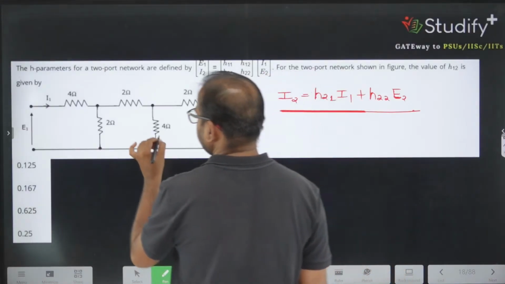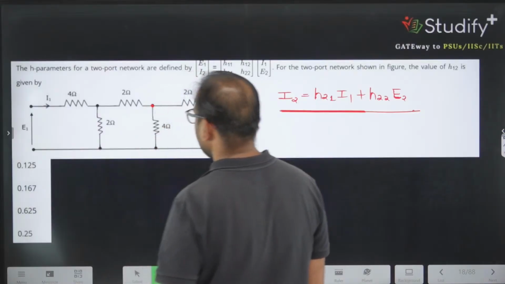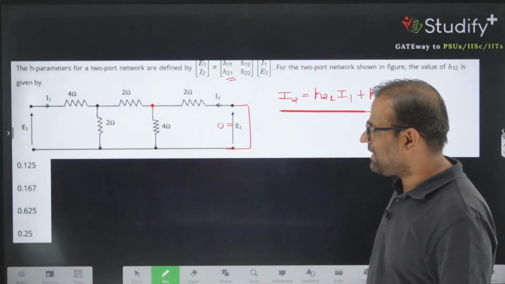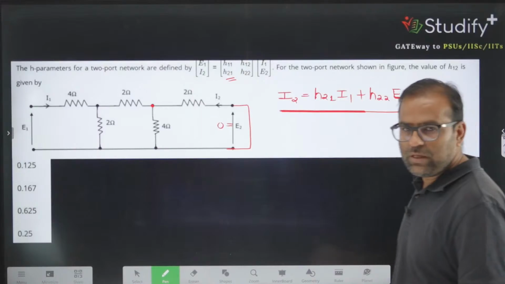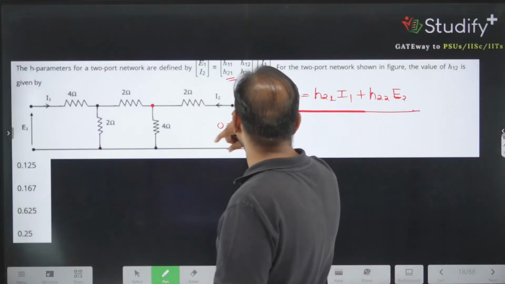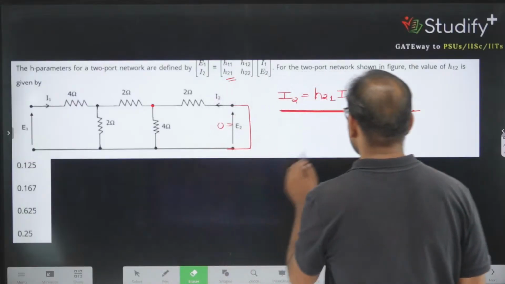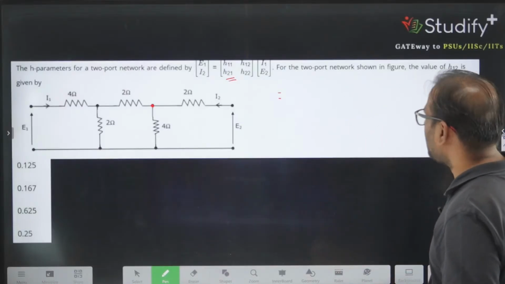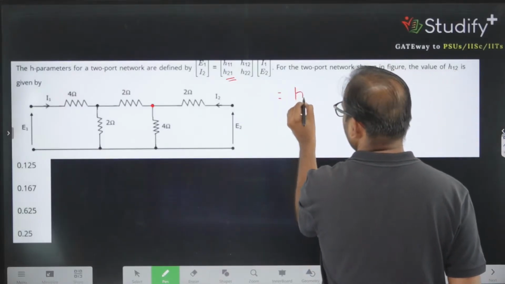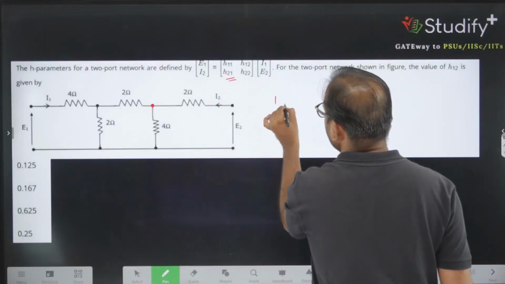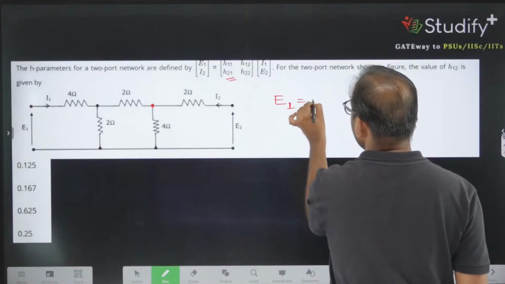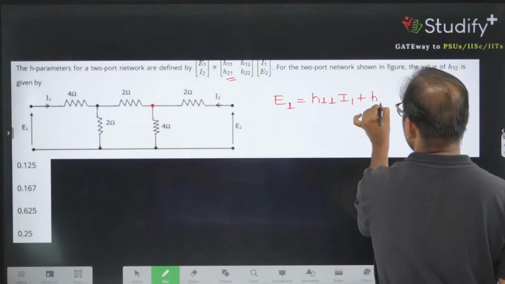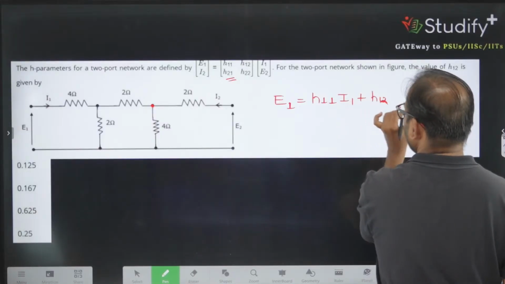Okay, let's see how we can have this. If this is 0, we can solve this network very easily. E2 equal to 0 means the output potential is equivalent to 0. But they are not asking about H21, they are asking about H12. So for H12 I have to write the first equation. So E1 is equivalent to H11 I1 plus H12 E2.